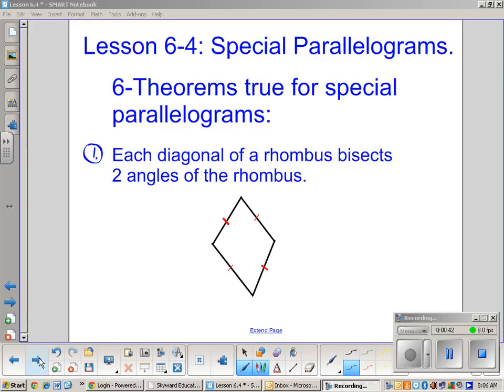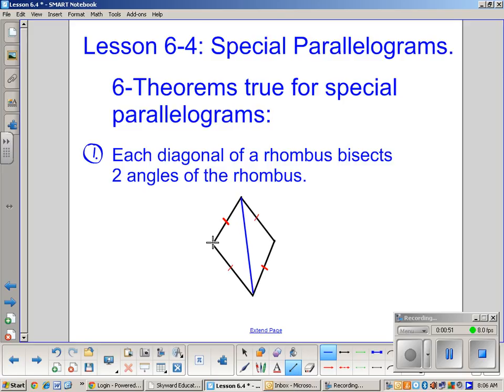So if I have a rhombus here, and it's a little crooked, it may not be perfect, but if I drew my diagonals in, what this theorem is saying is that these angles are equal, and these angles are equal, and these angles are equal, and these angles are equal. So this long diagonal up and down bisects 2 angles, the opposite angles, and this horizontal one also bisects 2 angles, the opposite angles. Okay, so each diagonal of a rhombus bisects the angles. Okay?